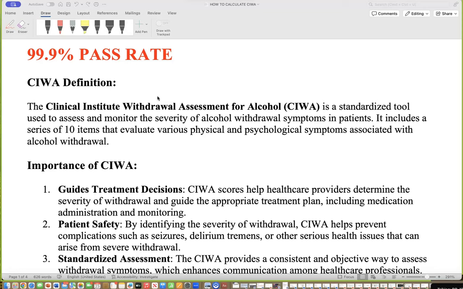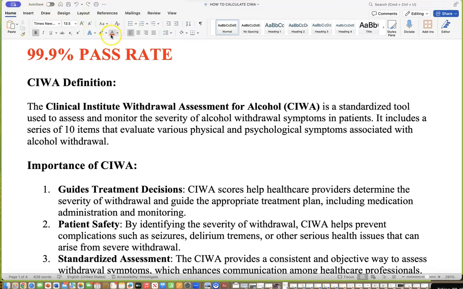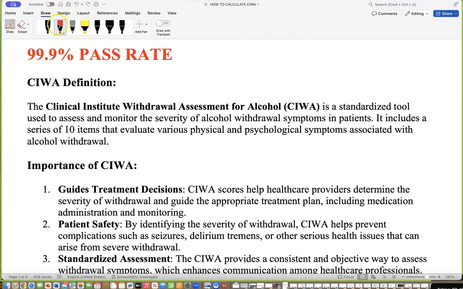So look, CIWA definition, what exactly is it? The Clinical Institute Withdrawal Assessment for Alcohol is called CIWA. It is a tool that is used to assess and monitor the severity of alcohol withdrawal in patients. It includes 10 items, and that is what we must now understand and remember. And the way to remember the numbers, I'm going to carefully explain to you.